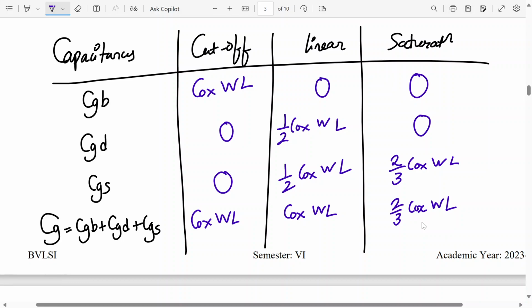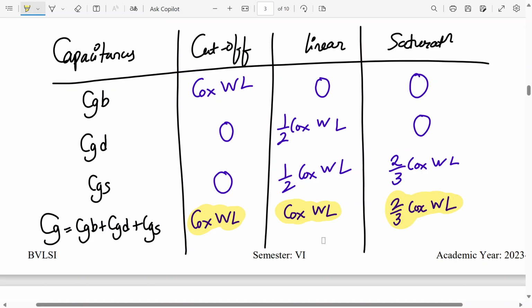So if you can note down the table, please note it down. What is the minimum value of CG which is present? Minimum value is 2/3 Cox W into L. So you have a minimum gate parasitic capacitance when you operate the device in the saturation region, and the maximum value is Cox W into L, which is present both in the cutoff and in the linear mode of operation. So the takeaway point is, if we operate the MOSFET in saturation, it will have lower parasitic capacitances, which is 2/3 of Cox into W into L.